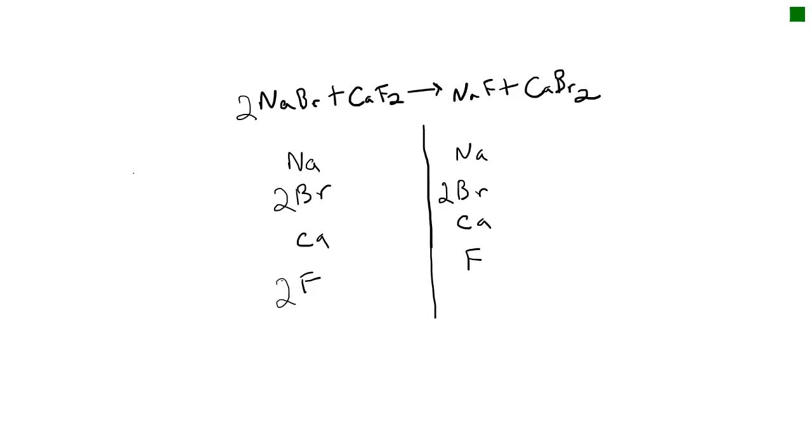But what happens a lot of times is, because you can only alter coefficients, when you balance one atom, you are going to affect a number of different atoms. That happens a lot. That's why balancing chemical equations can be challenging.